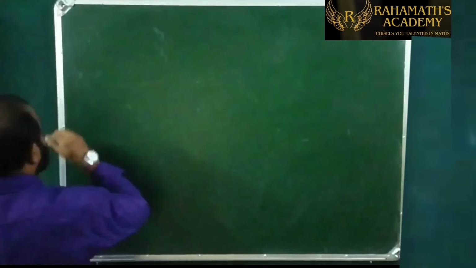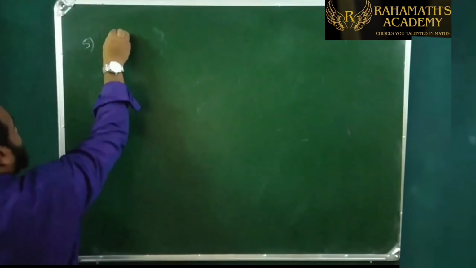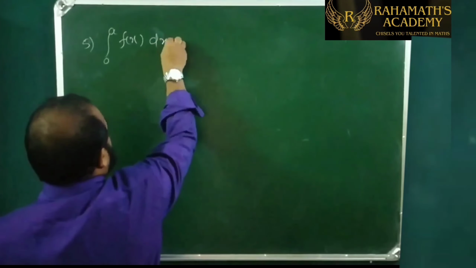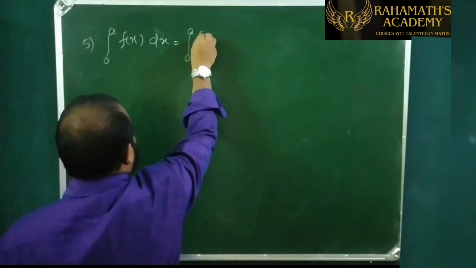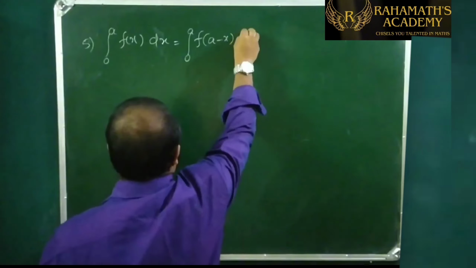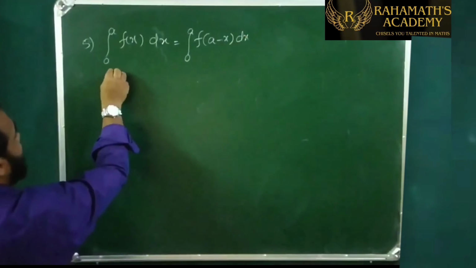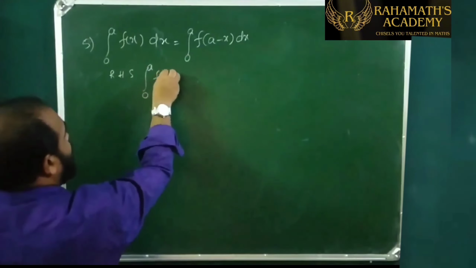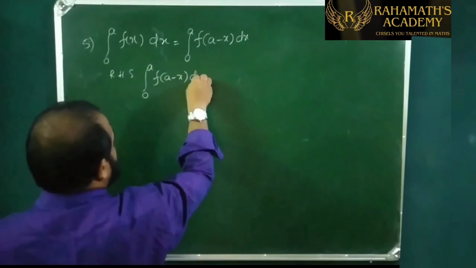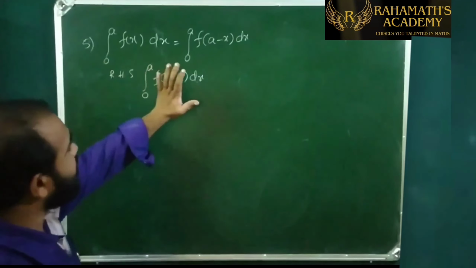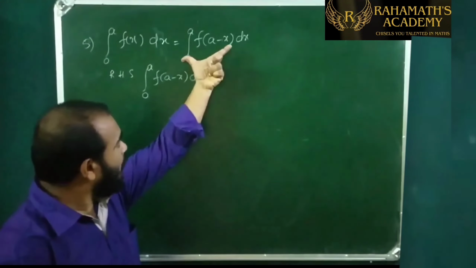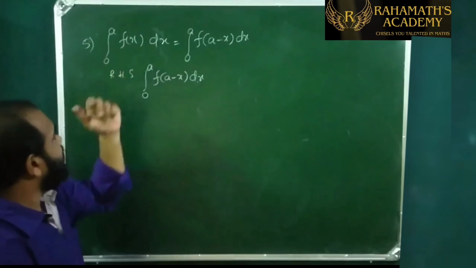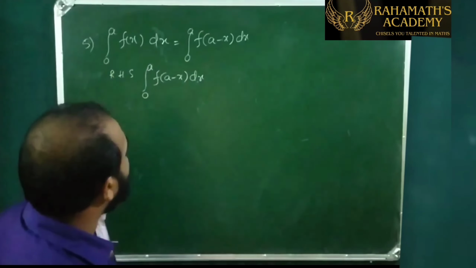Now the fifth property is integral 0 to a f of x dx is equal to integral 0 to a f of a minus x dx. Now let us take the RHS, integral 0 to a f of a minus x dx. Let us prove this by taking the RHS into account. Then we have to show the LHS. So 0 to a f of a minus x dx.